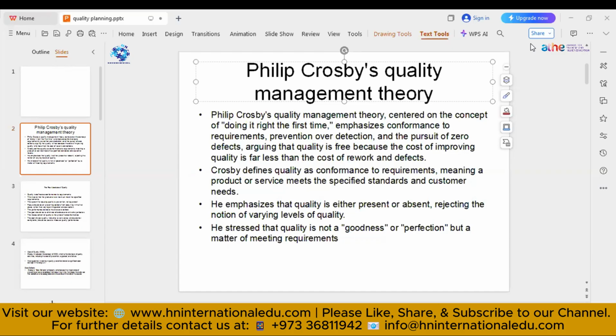Our today's topic is Philip Crosby's quality management theory. Okay. Last time we discussed other theories. This is the third one.